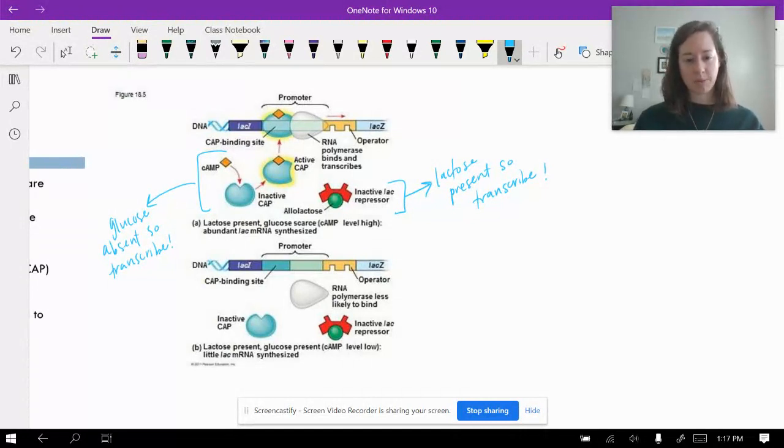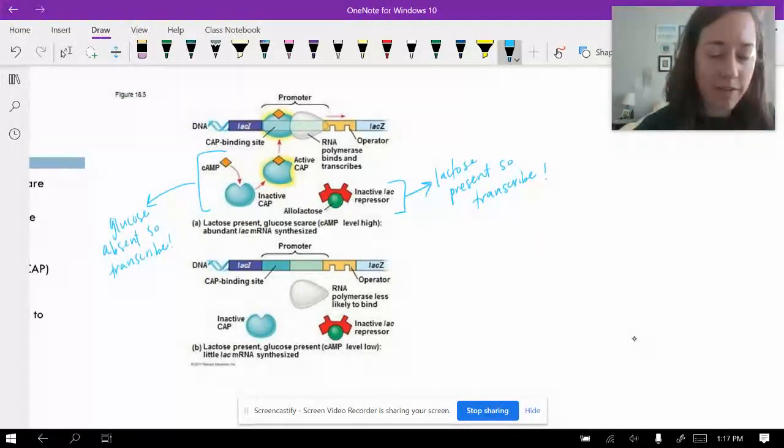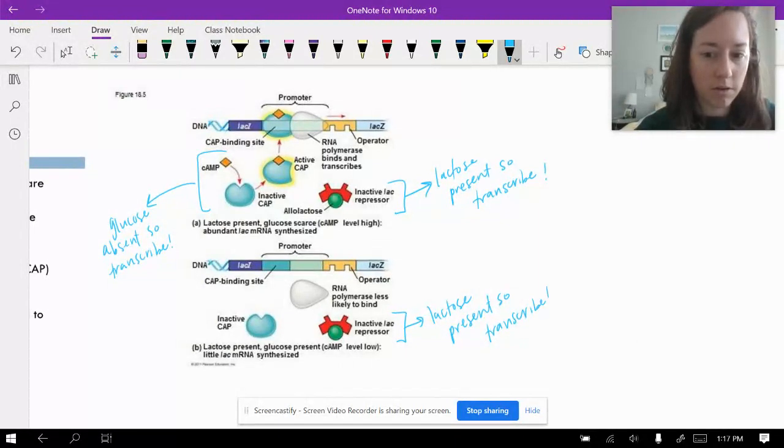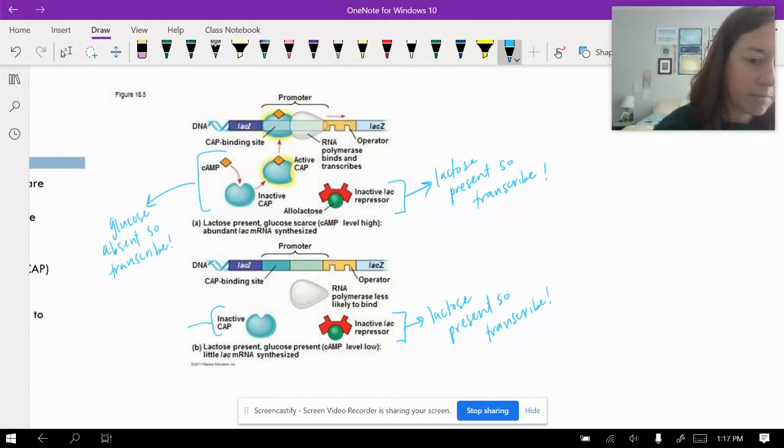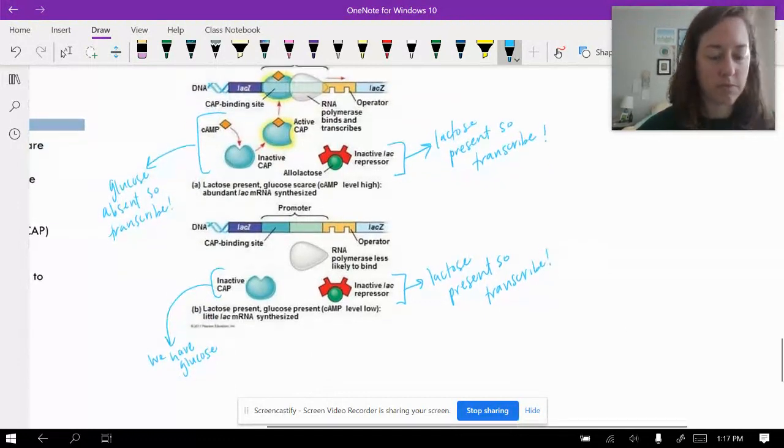Now, sometimes what happens is lactose is present, but there's still enough glucose in the cell that the cAMP levels are low. So that's happening down below where you have inactive lac repressor. So this is saying lactose present, so transcribe. But because there's no cyclic AMP, CAP is still inactive. So this is saying we have glucose. Not urgent.